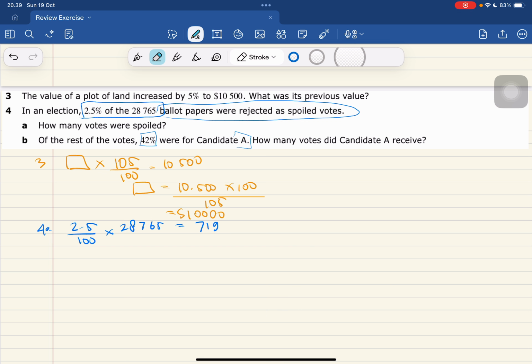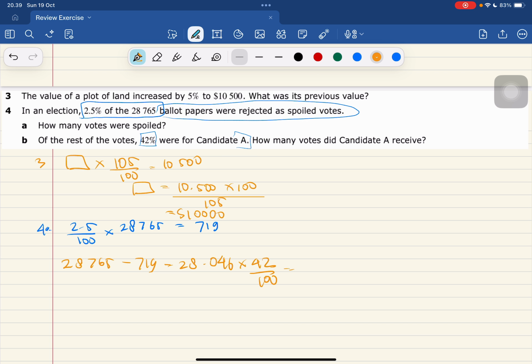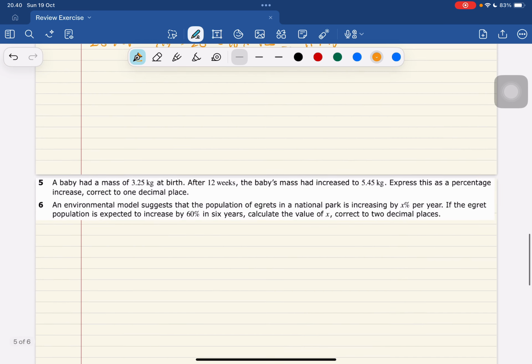The not rejected is 28,765 minus 719. So 28,765 minus 719 is going to be 28,046. We multiply by 42%. So multiply by 42. Okay, so this will give us the answer of 11,779 for the candidate that received.